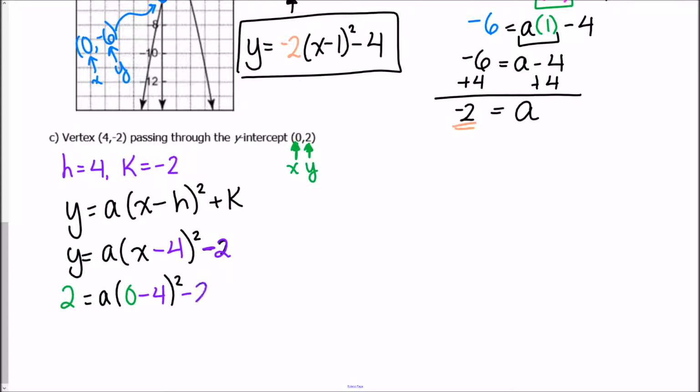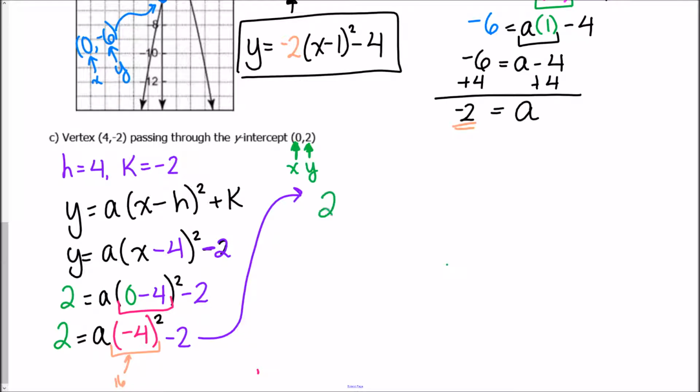squared minus 2. So right here, I end up getting 2 equals a times, I'm going to evaluate 0 minus 4 is negative 4. So I get negative 4, and then I still have to square it, and then I'm going to write minus 2. Okay, so up here, I'm going to evaluate what this negative 4 is when I square it. So negative 4 times negative 4 is 16. I know that this is 16 right here. So I'm going to write down 2 equals a times 16 minus 2.